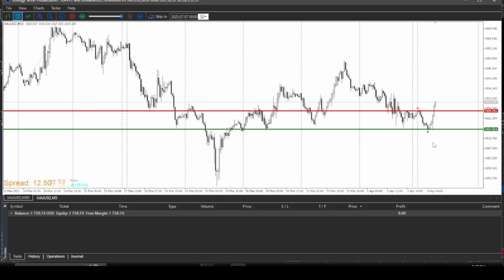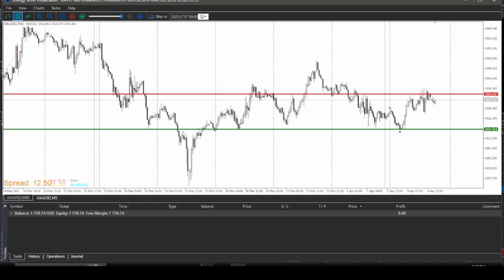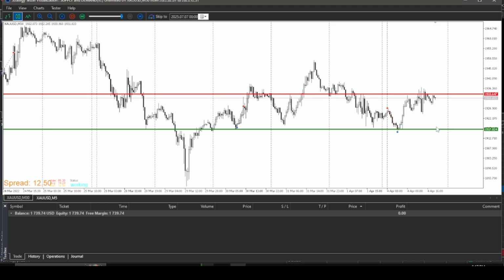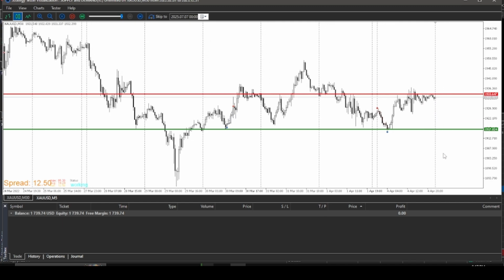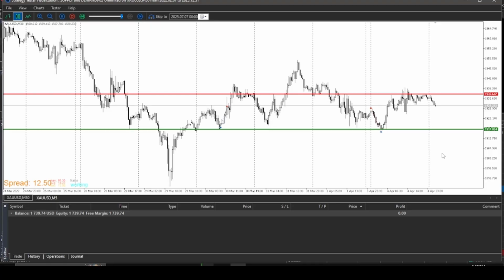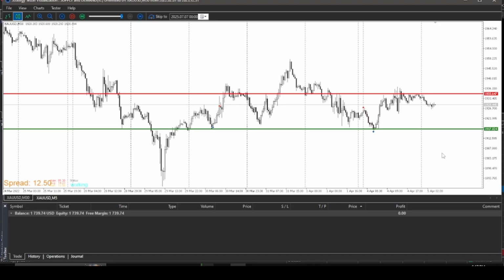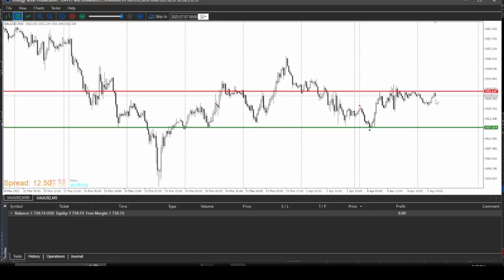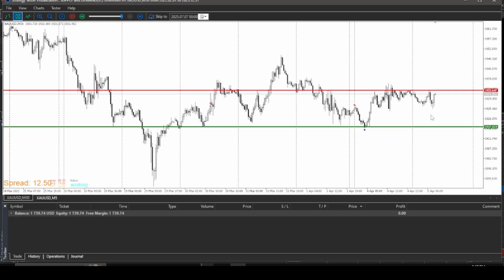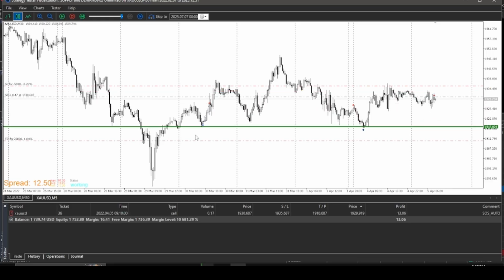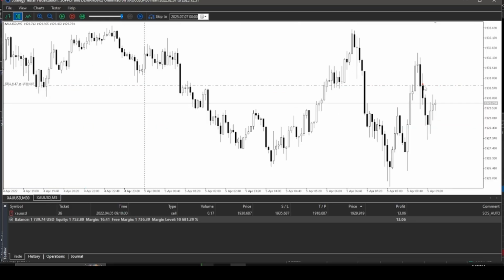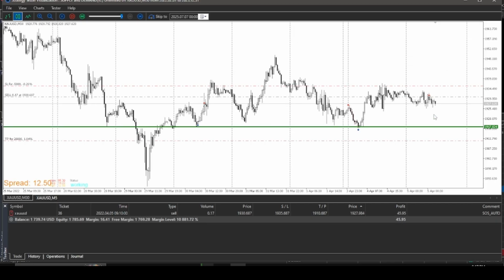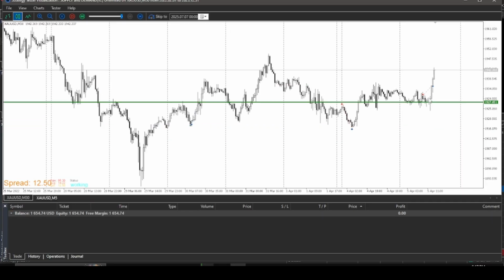Okay. So we have a demand zone here. And we have a new supply zone here. The market's approaching our supply zone. Okay, we've taken a sell there. You can see this bearish engulfing candle, engulfing this candle here. That was a good one. But we ended up in loss.